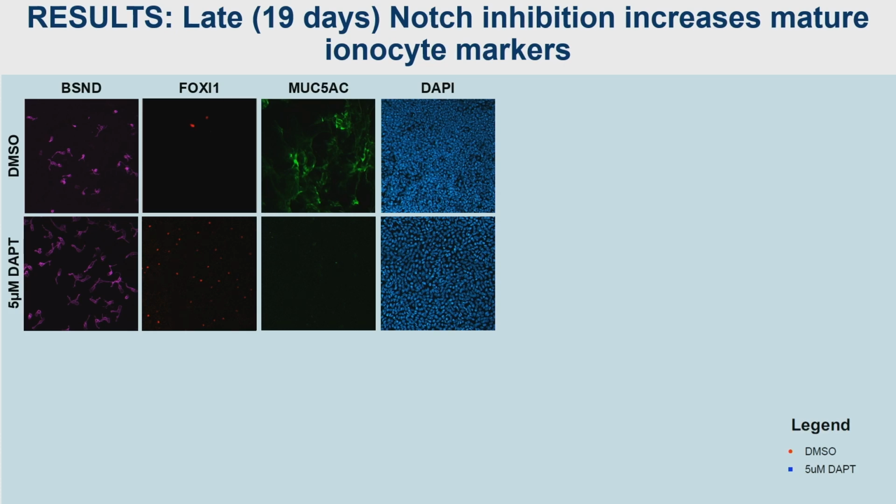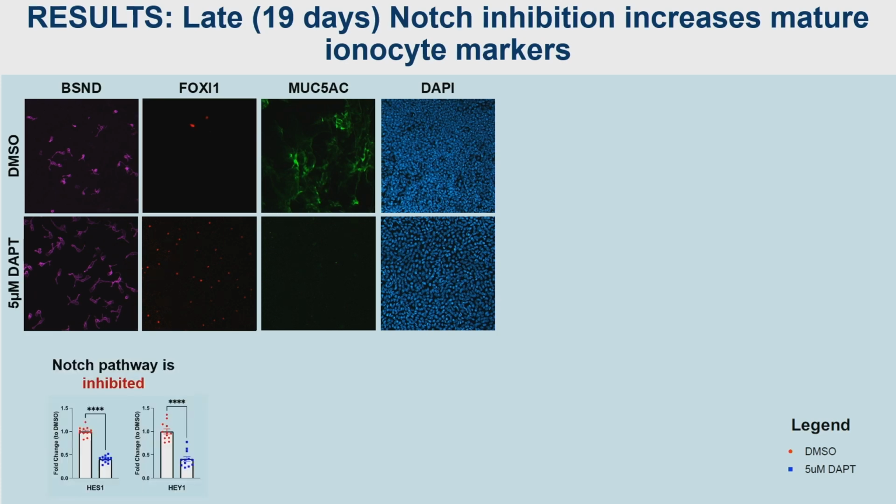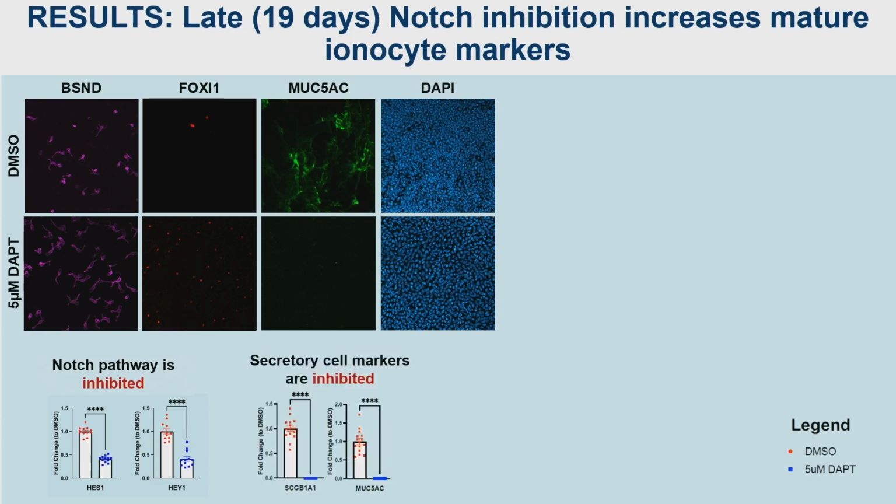On the other hand, when we do the inhibition at a later time point, about 3 weeks after the culture has been allowed to differentiate, we see a reverse, right? We see that ionocytes are not knocked out, but instead they might be increased, as per the BSND and FOXI1 staining. And just to delve a little deeper, the Notch pathway is truly inhibited as per HES1 and HEY1 expression, and our secretory cell markers are again reduced as expected.